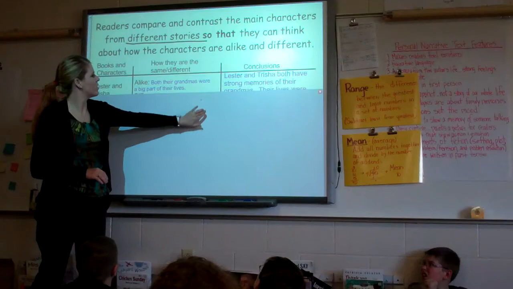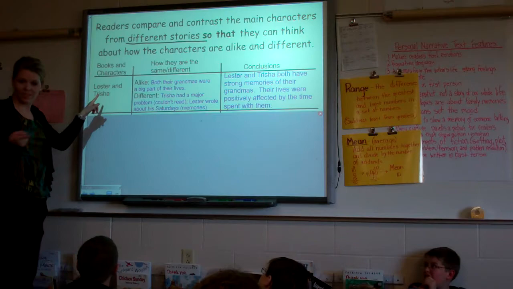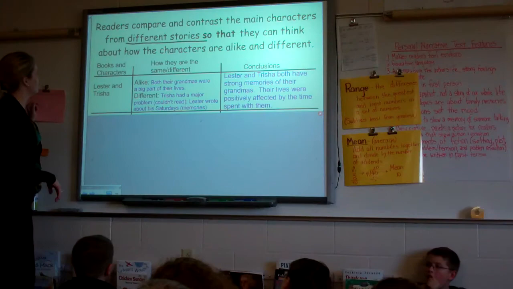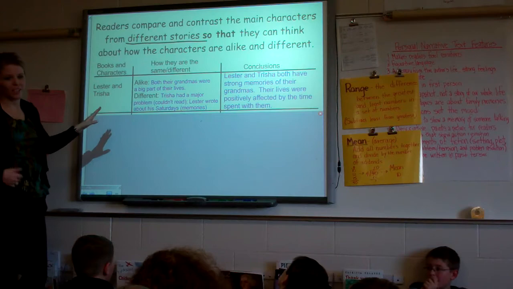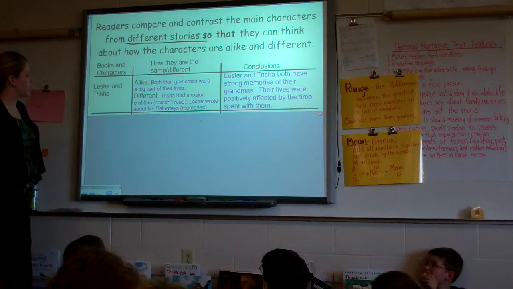Here's my first example. Lester from Saturdays and Tea Cakes, and Trisha from Mr. Falker. Good. We're going to compare those two. I put down how they were alike and different, just like how we did yesterday. I said that they were both, their grandmas were a big part of their lives. Would you agree with that statement?